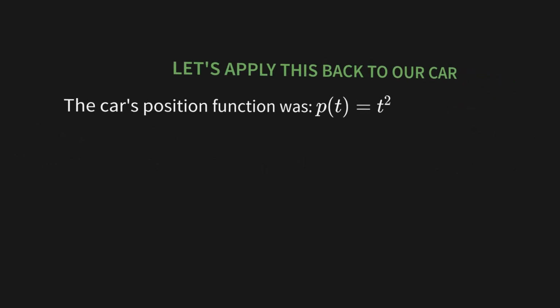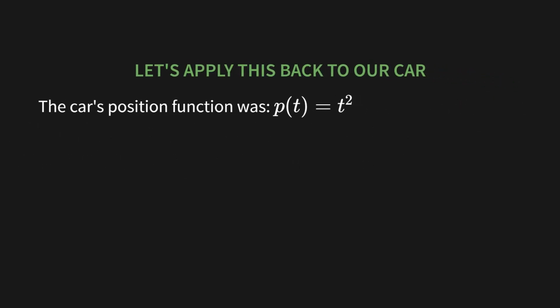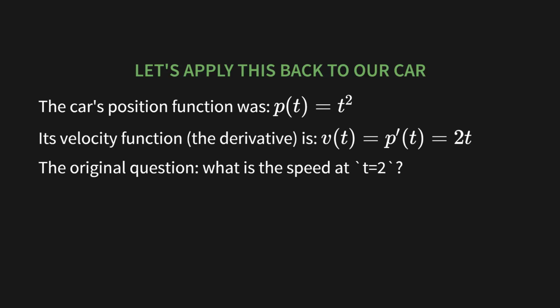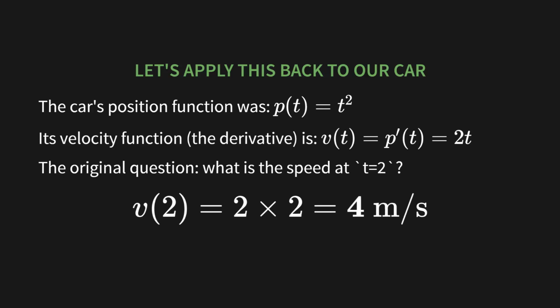So let's apply this back to our car. The car's position function was p of t equals t squared. Its velocity function, the derivative, is therefore v of t equals p prime of t, which equals 2t. The original question was, what is the speed at t equals 2? V of 2 equals 2 times 2, which is 4 meters per second. It's the exact same number we found by squeezing the intervals.